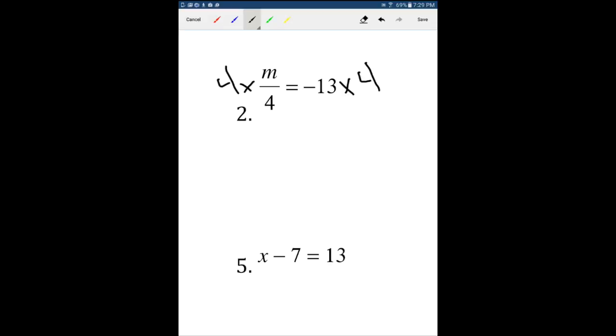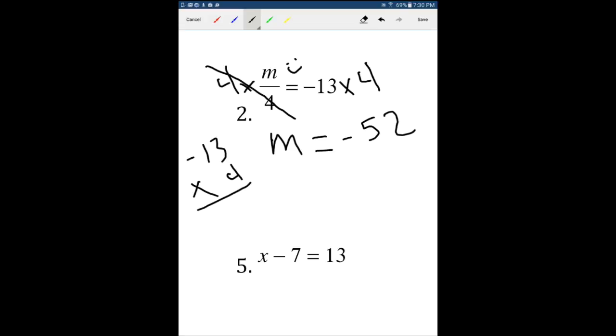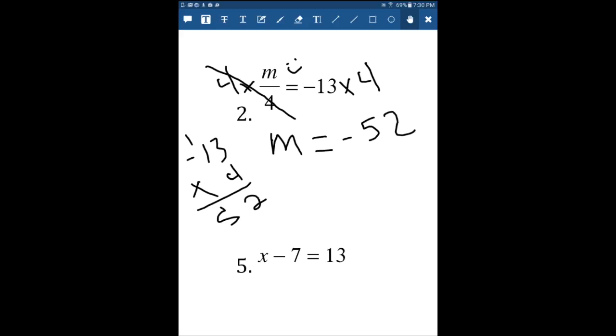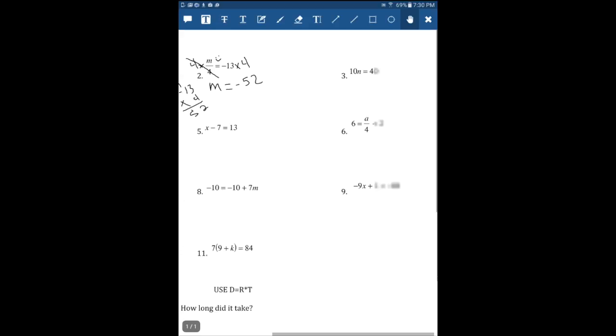The rule, of course, is you have to do the same thing to both sides. Keep that equal sign happy. So divide by 4 and multiply by 4 go away. We're just left with m equals negative 13 times 4. I believe that is negative 52. 13 times 4, that's 12, carry the 1, 5. Yes, it is indeed. Great, we've solved number 2.